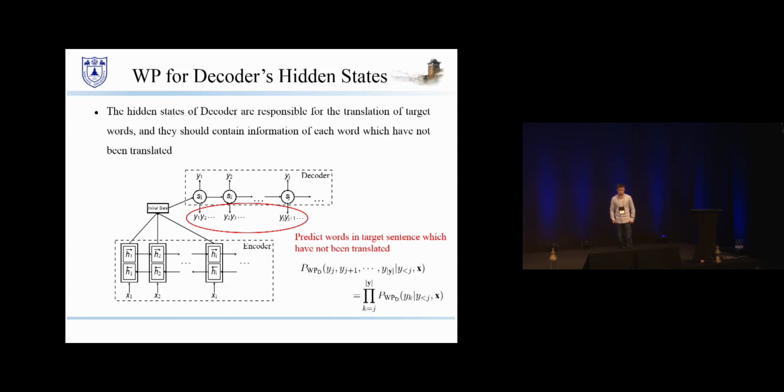The two methods are used in the training stage and enhance the representation of the initial state and the hidden states respectively. The testing stage is exactly the same as the original model, so it will not add to the cost of decoding.